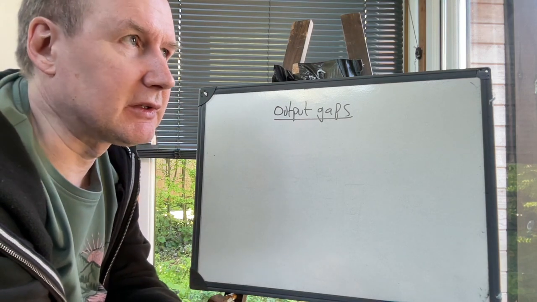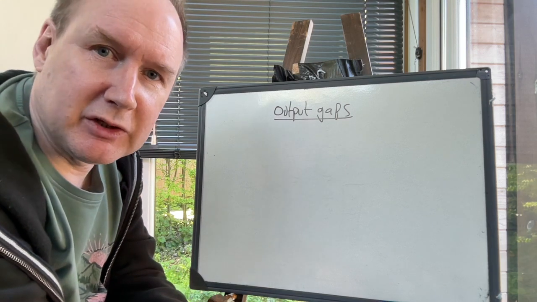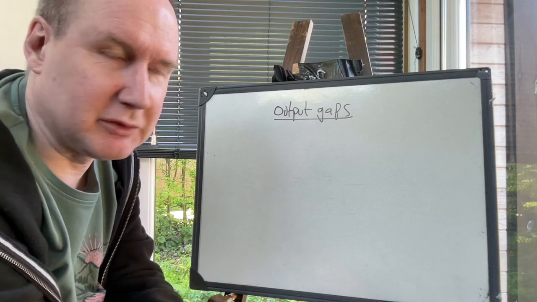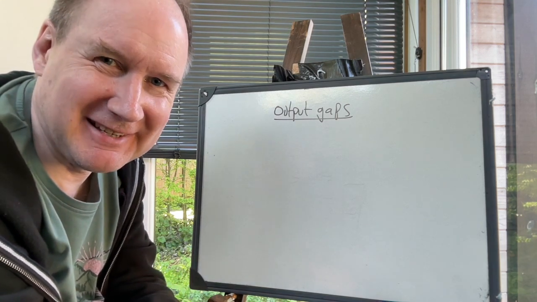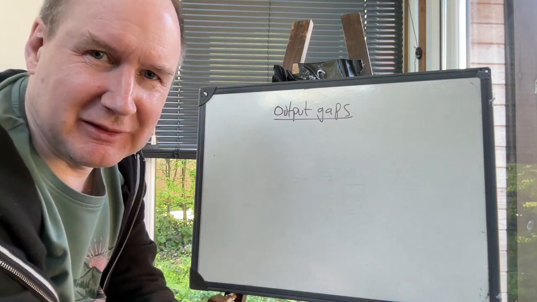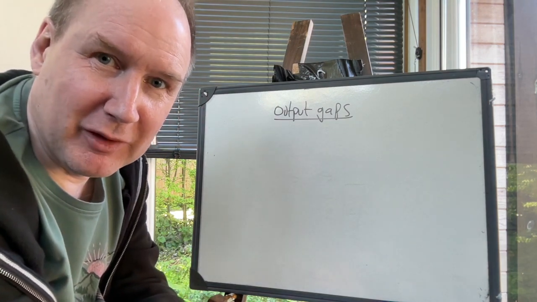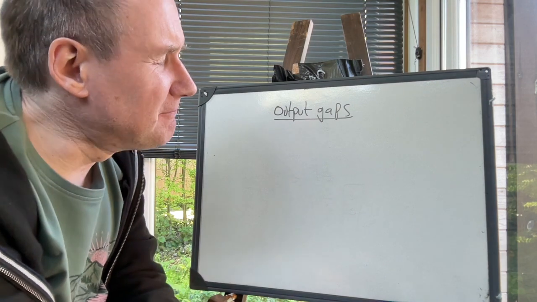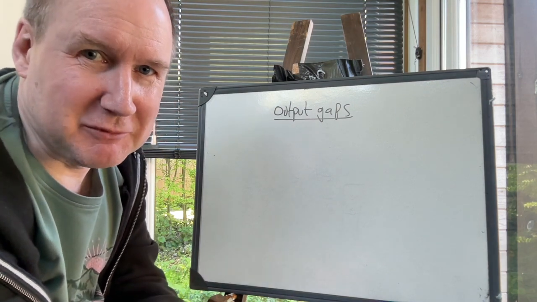It's the idea that the actual level of GDP differs from potential GDP, which sounds like a lot of big words, yeah. But all we're really saying is that output is either above or below potential. So below potential, seems pretty straightforward.